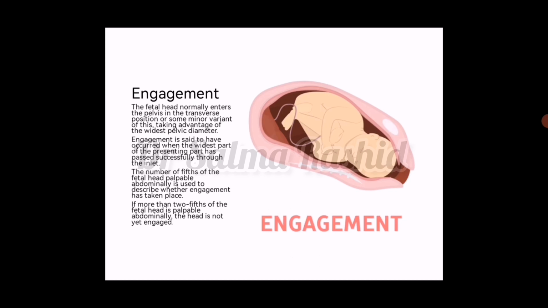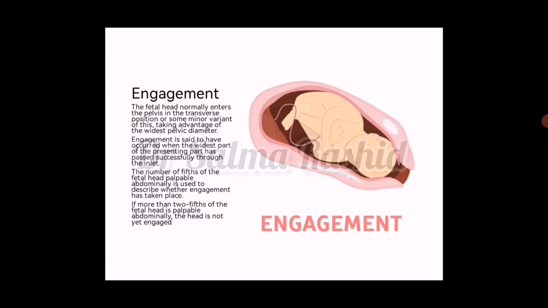Now engagement. The fetal head normally enters the pelvis in the transverse position or some minor variant of this, taking advantage of the widest pelvic diameter. As you know, in the pelvic inlet, the transverse diameter is 13.5 centimeters and the anterior posterior diameter is 11 centimeters. So that's why the fetal head normally enters the pelvis through the transverse position.